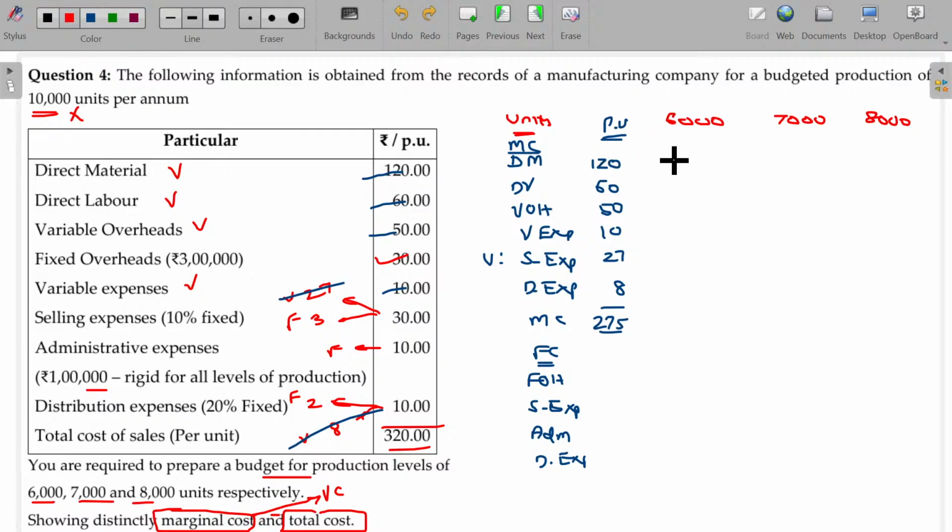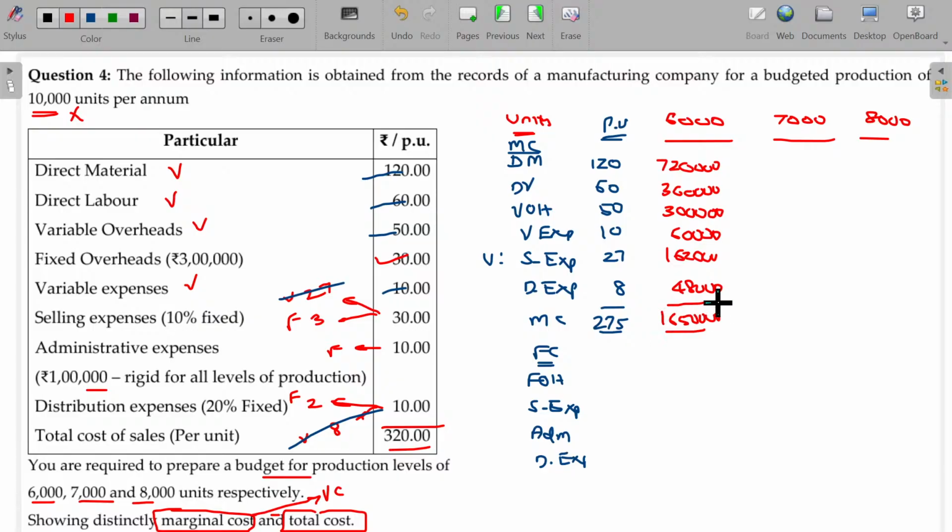120 into 6,000, 7 lakhs 20,000. Here 3 lakhs 60, and 50 into 6,000, 3 lakhs. Here 60,000, 1,62,000, 48,000. Total 16 lakhs 50,000 rupees. For 7,000 units, 8 lakhs 40. 60 into this one, 4 lakhs 20, half of that. 10, 70,000 rupees. See, this is how you can calculate.